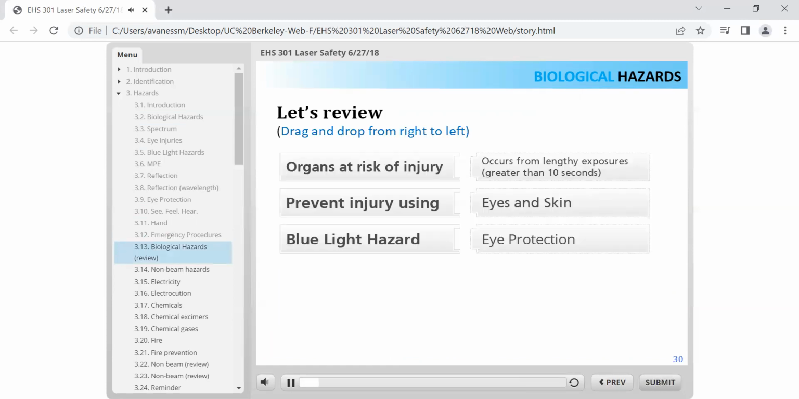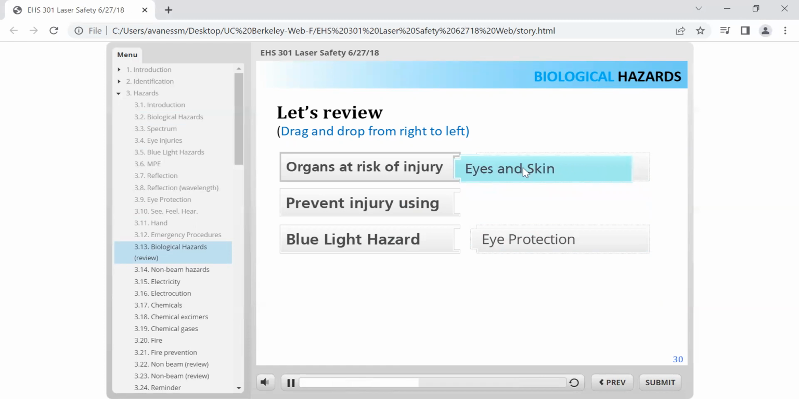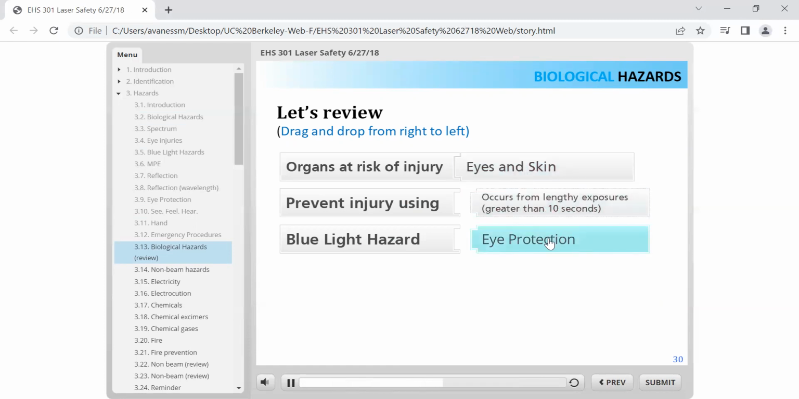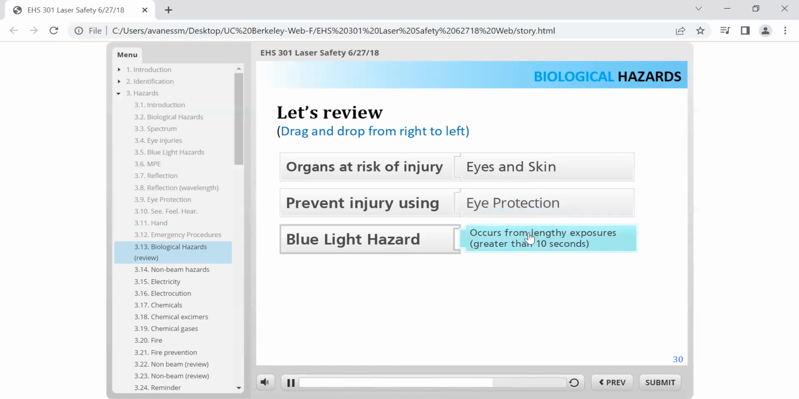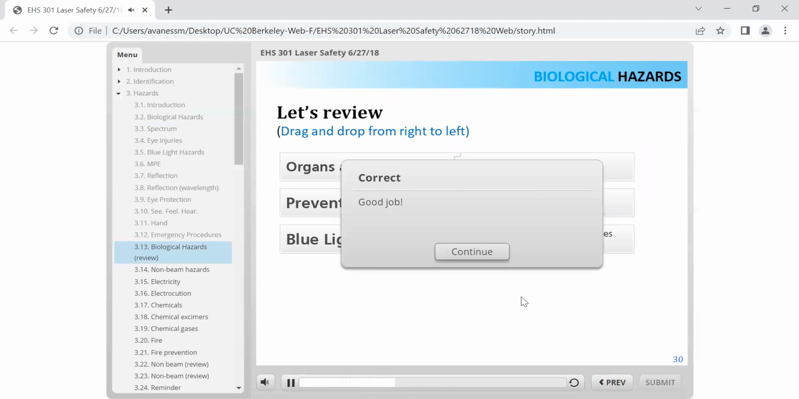Let's review. Drag and drop each definition on the right to match with the correct concept on the left. That is correct.